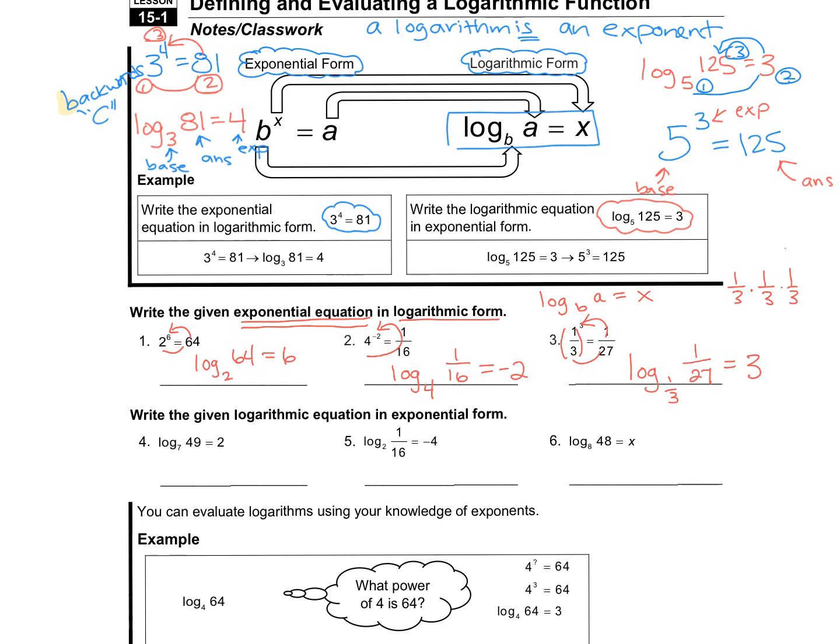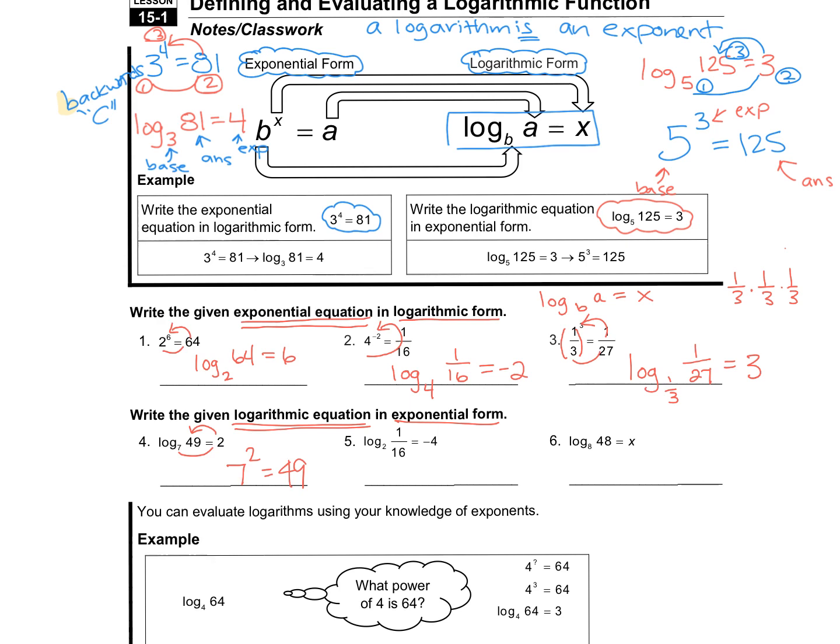So let's take a look at a logarithmic equation that we want to convert back into exponential form. So I'm going to do this much the same way. I'm going to do my backward C starting at my base. My backward C goes all the way over to my 2 and finishes at my 49. So in exponential form, I have my base 7 to my exponent of 2 equals 49. And I do know that's true.